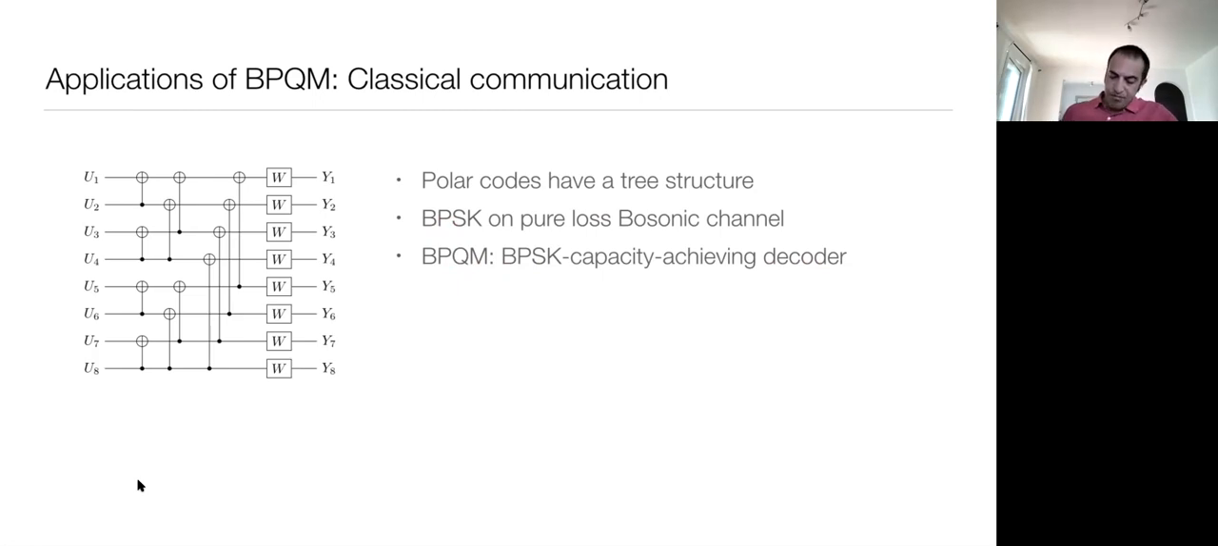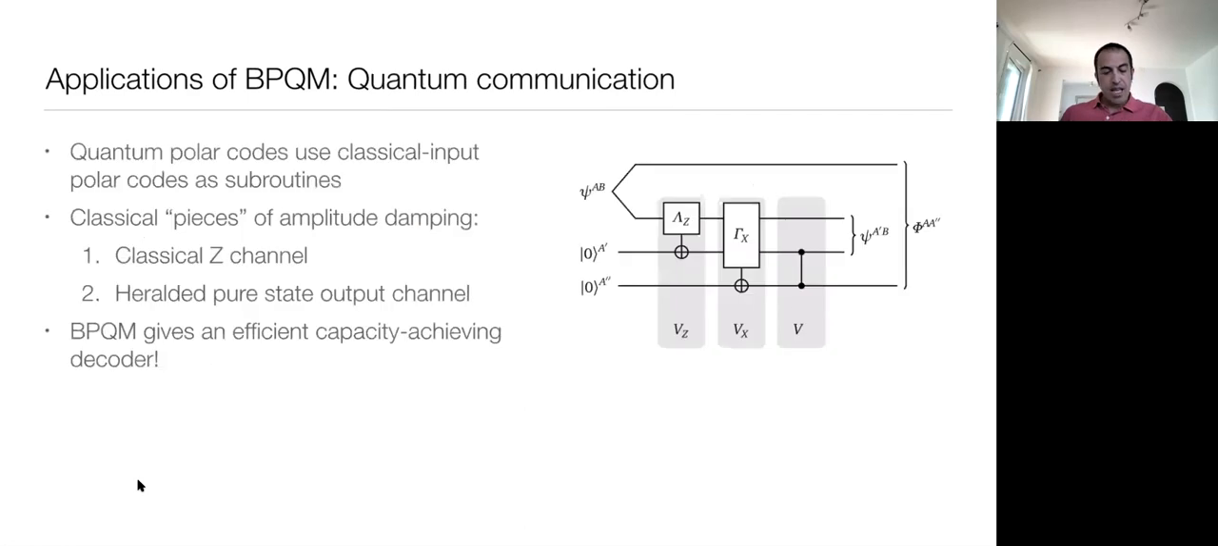Okay. With a lot more work, I think you could get the actual capacity of the pure loss bosonic channel for classical communication using polar codes, but it's a much more complicated argument. So this is a specific encoding of classical information into quantum systems that at least we can achieve the capacity of. And the second one is actually you can use this for quantum communication.